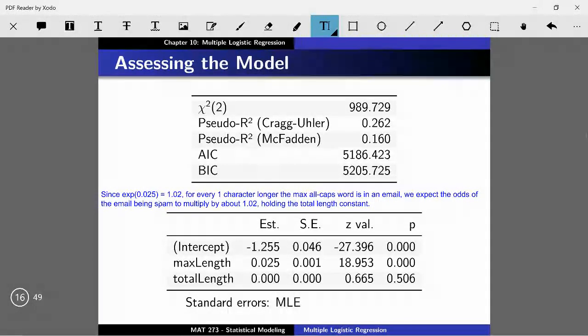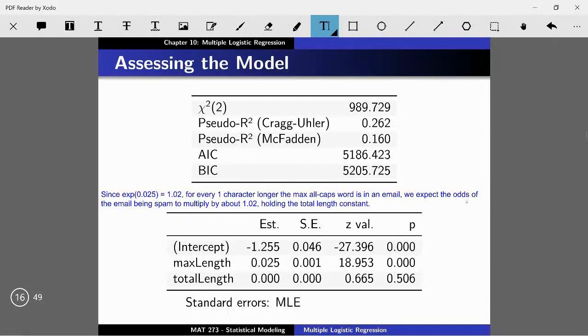So since e to the 0.025 equals about 1.02, we say for every 1 character longer the max all caps word is in an email, we expect the odds of the email being spam to multiply by about 1.02, holding the other predictors constant. So all this phrasing is very particular. We need words such as odds in there rather than probability. We can't say we expect the probability to multiply by this amount. That would not be correct. So odds is different than probability again. That's something I want to point out.